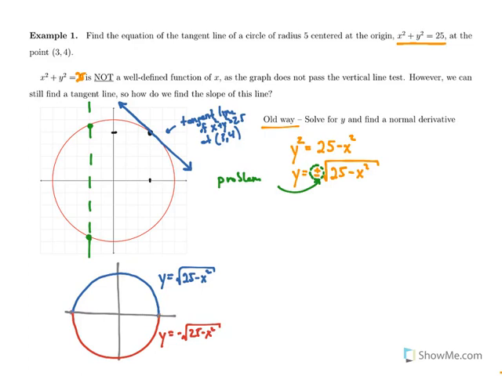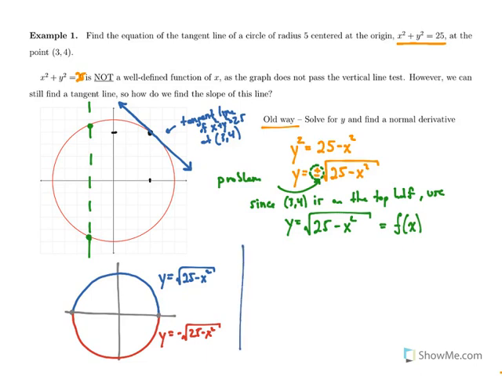So for this problem, since (3, 4) is on the top half of the circle, then we can just use the function y equals square root of 25 minus x squared. So this is our function of x. If we want to find the derivative, then we're going to take the derivative of this, and this is going to be chain rule.